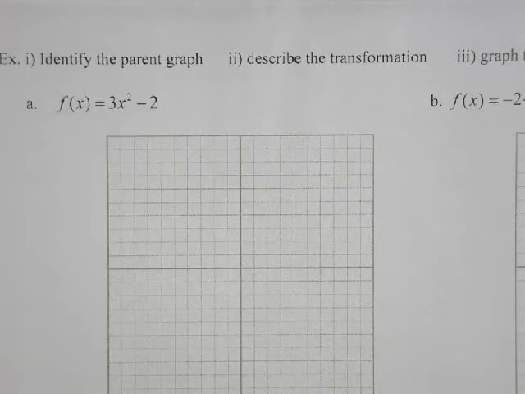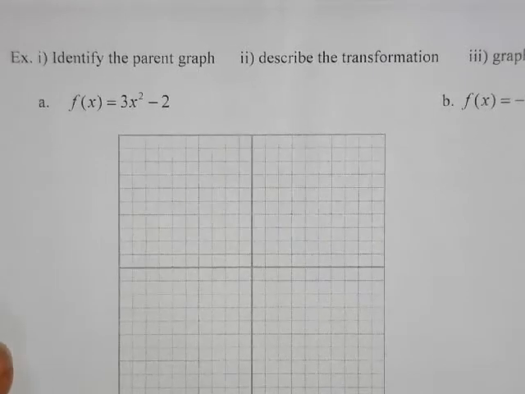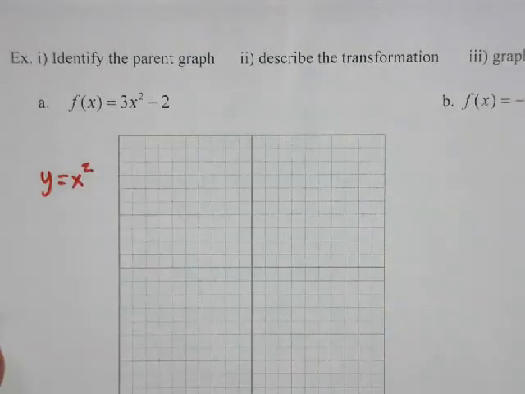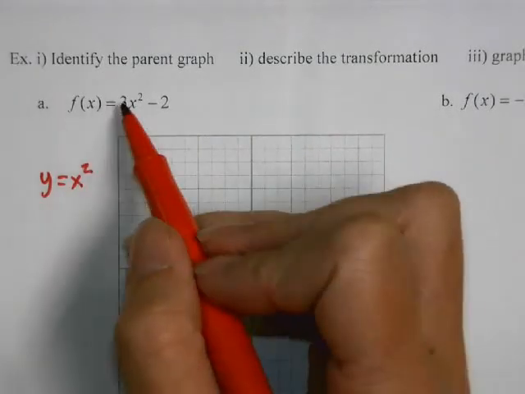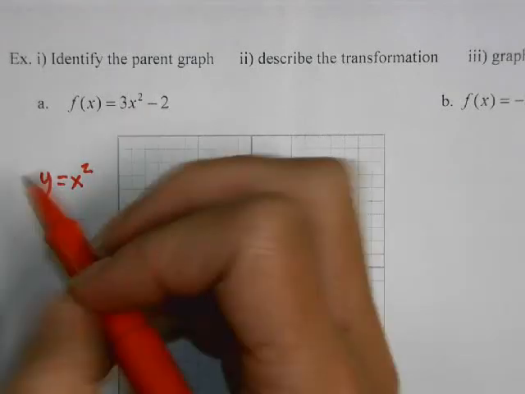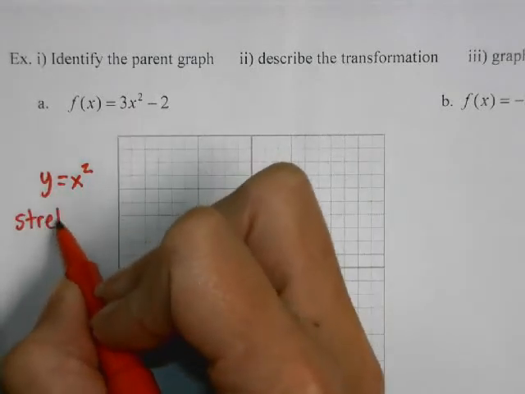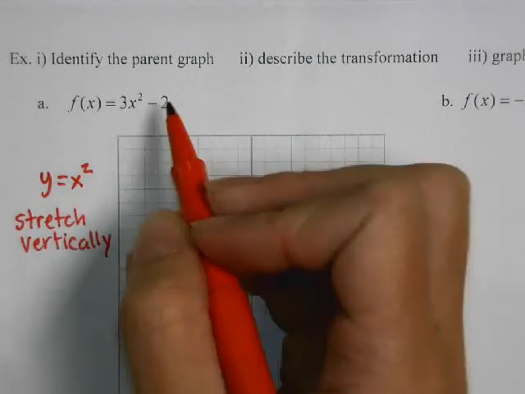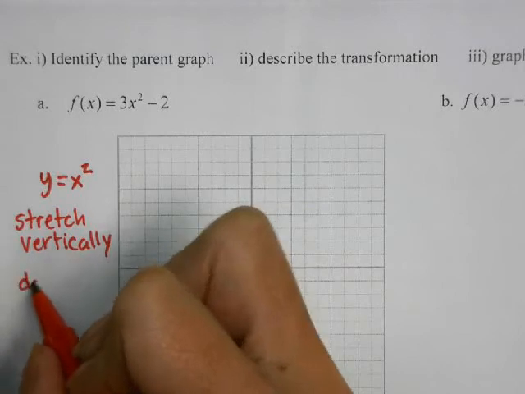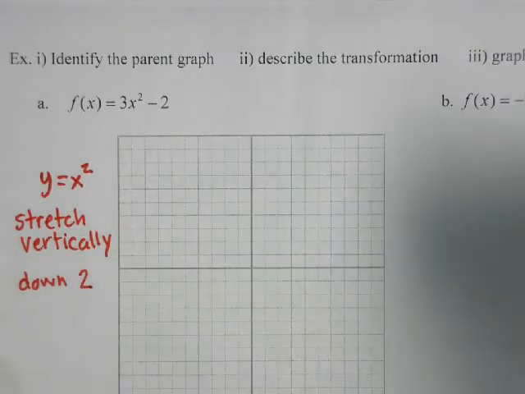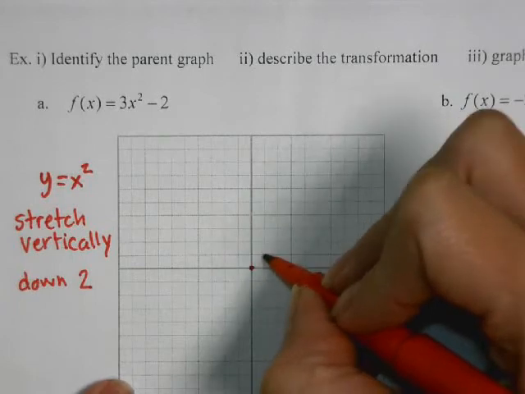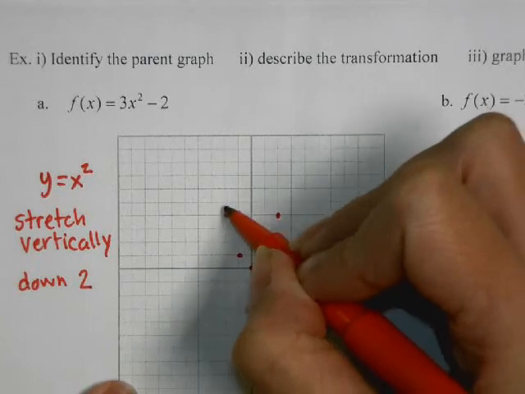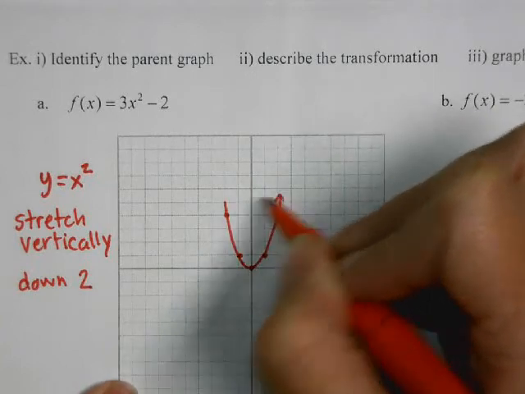So for this first one, the parent is y equals x squared. Okay, and there's two things affecting it, the 3 and the minus 2. So the 3 is going to stretch it vertically. The minus 2 is going to move it down 2. So I'm going to graph my original one, my parent function. And you can do either of these first.